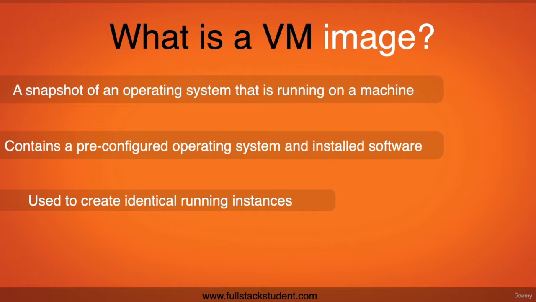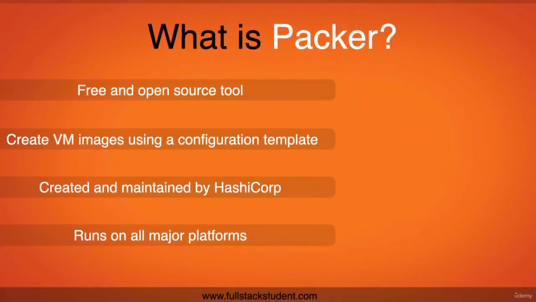Now, a snapshot of the virtual machine image can be captured at a particular state and saved to a file that can then be loaded and used on another virtual machine. Virtual machine images are used to create identical running instances for applications, and they are extensively used in immutable infrastructure. Now, the next question is, what is Packer?